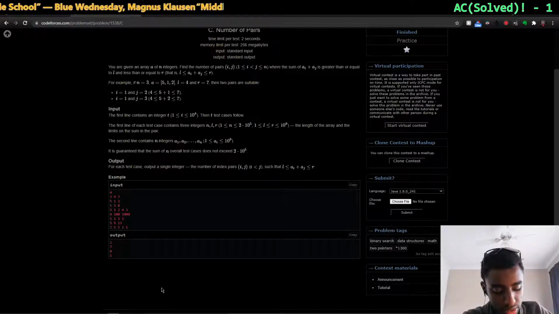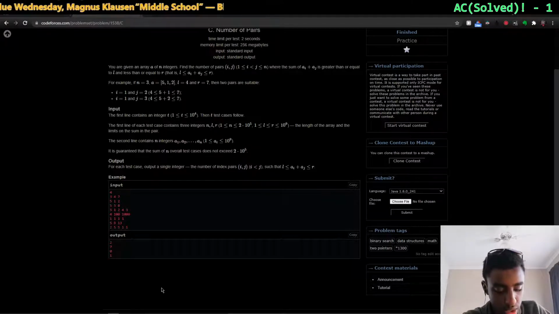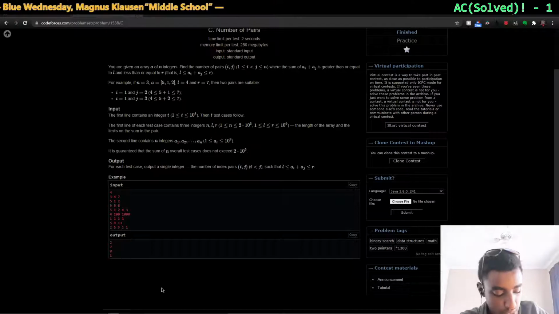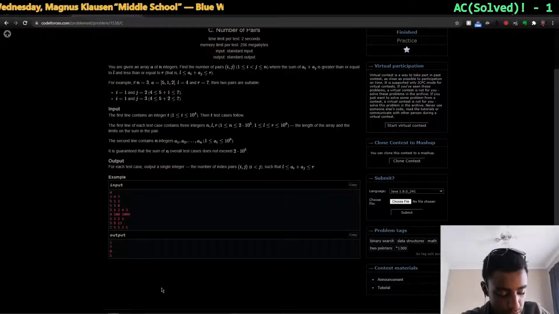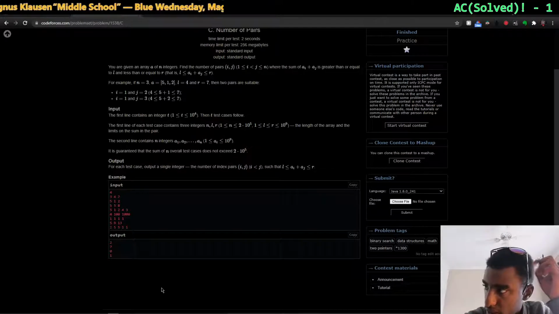I'll just read in the first 2 values, check their sum if it's within the range. 5 plus 1 is in the range, so I can add a 1. 5 plus 1, is it smaller than? Yes, it is smaller than. So then I can say 5 plus 2. Is 5 plus 2 in the range? Yes, I can add another 1. 5 plus 4 in the range? It's not. But 5 plus 3 could possibly be in the range.